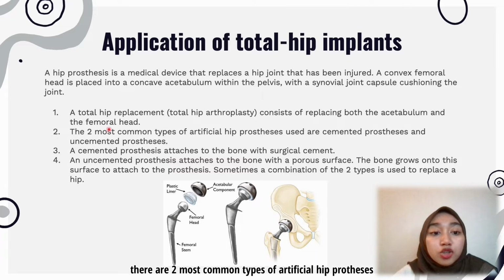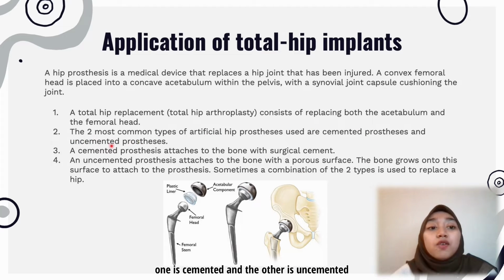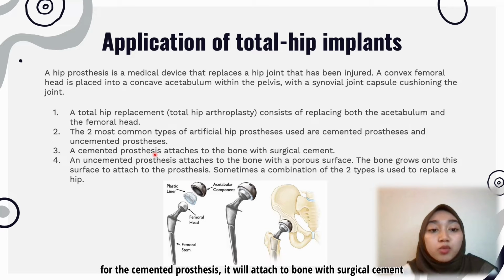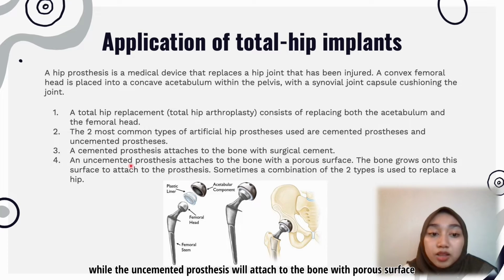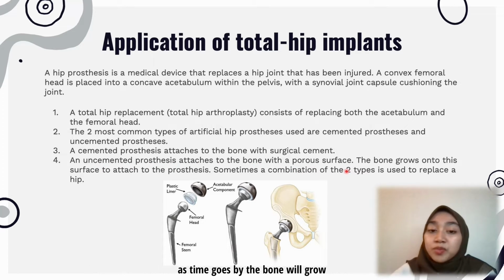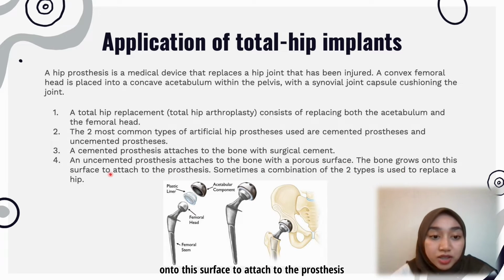There are actually two most common types of artificial hip prosthesis. One is the cemented one and the other one is the uncemented one. The cemented prosthesis will attach to the bone with a surgical cement, while the uncemented prosthesis will attach to the bone with a porous surface. As time goes by, the bone will grow onto this surface to attach to the prosthesis.